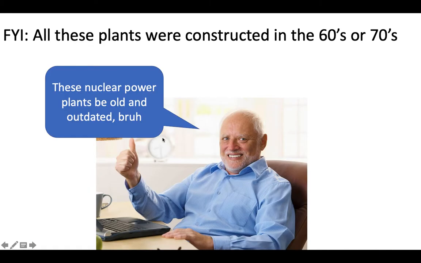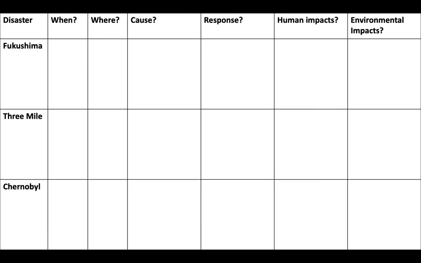Something to keep in mind is that all of these plants, Three Mile Island, Fukushima, and Chernobyl, were built in the 60s or 70s. So their structure and their plans are kind of outdated. And that's something to keep in mind if you compare them to more recent power plants that are much more modern. A lot of people have this existential fear about nuclear power plants because of those 3 disasters, but it's a much lower risk than many people think.